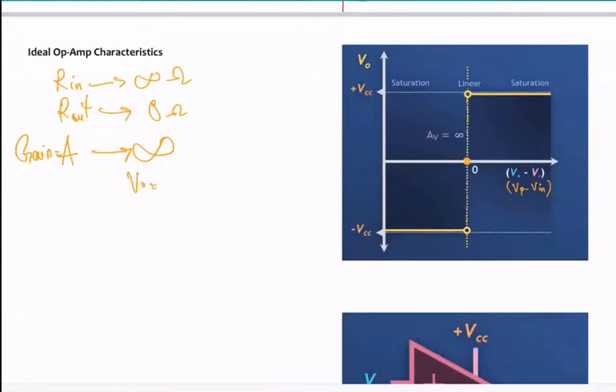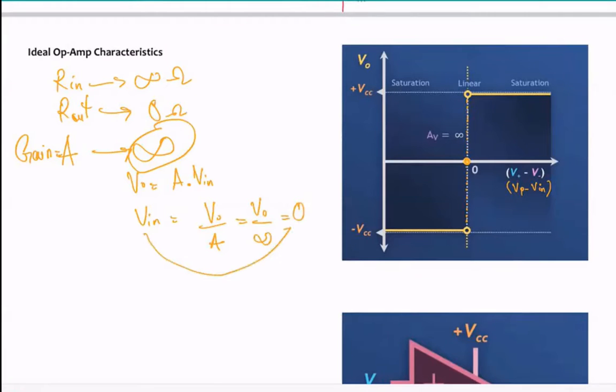Again, I can put that equation again. V naught was equal to A times (Vp minus Vn), correct? So Vp minus Vn was equal to V naught over A. If A is going to be infinity, and if I put V naught over infinity, that is equal to 0. So Vp minus Vn equals 0. So if Vp minus Vn, on the x-axis, is 0, that means gain is going to be infinity.